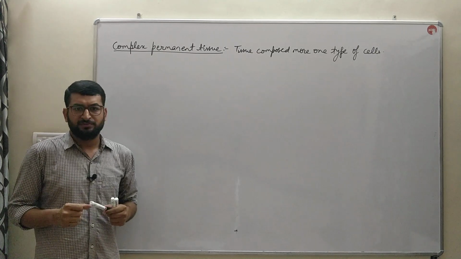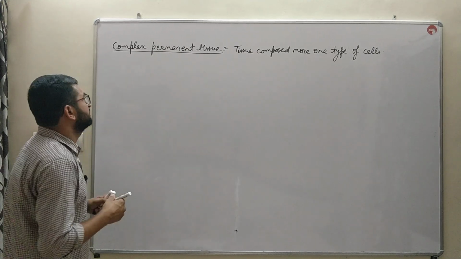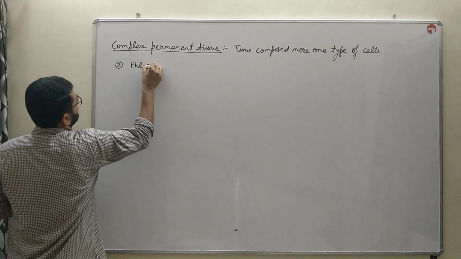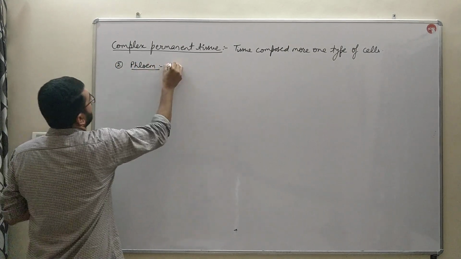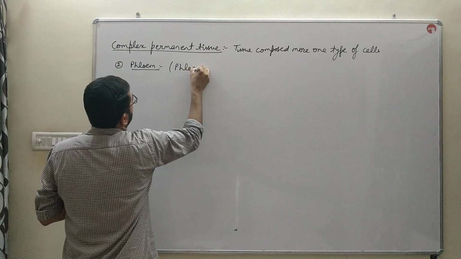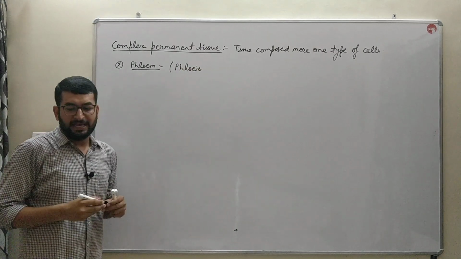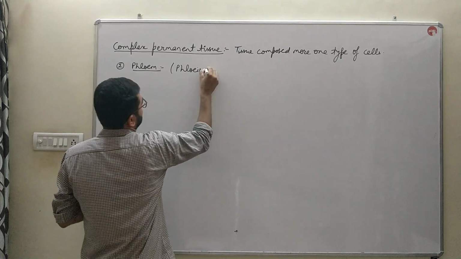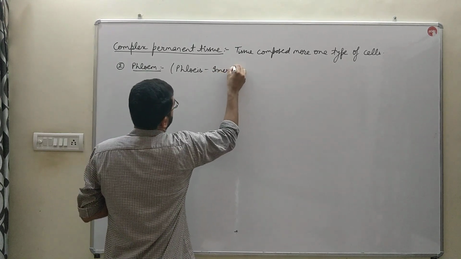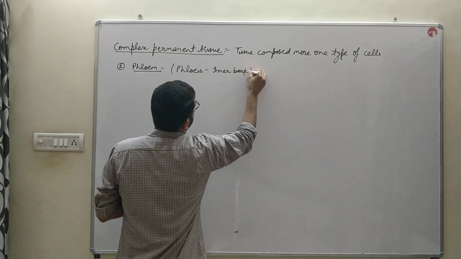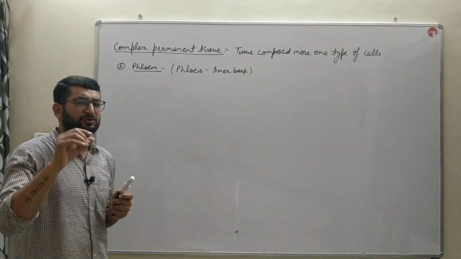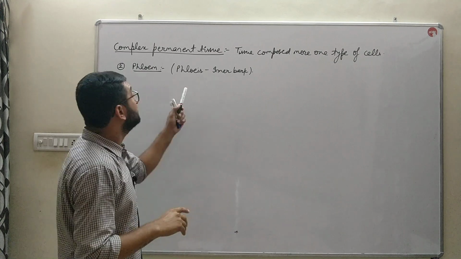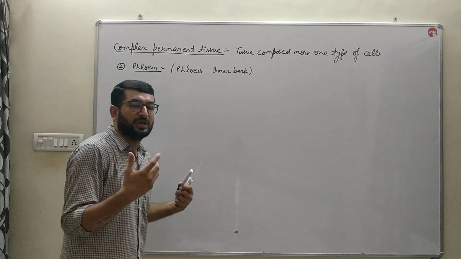The next tissue, which is included in the complex permanent tissue, is phloem. Phloem is taken from the word phloes, and the meaning of phloes is inner bark. You must have seen the brown color covering present over some large trees, that is bark. So phloem is generally known as inner bark.